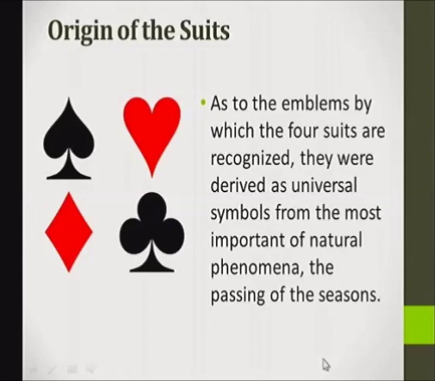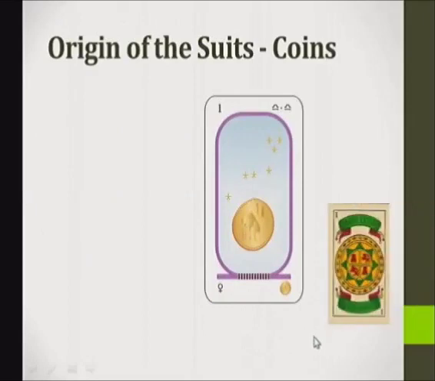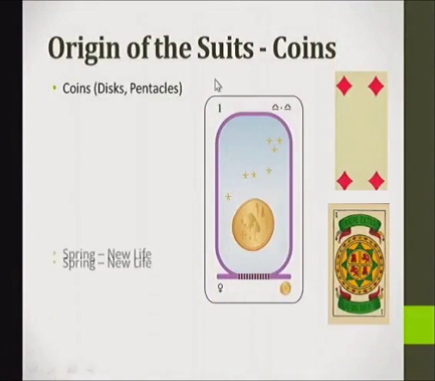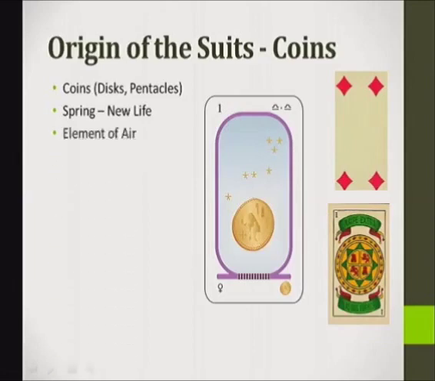So, we believe that the four suits represent the four seasons, or the four elements. This also varies between whether one studies the cards from the tradition of the Hermetic Brotherhood of Light or from the tradition of the Hermetic Brotherhood of Dawn. And it becomes very confusing if one has learned it in one tradition and then finds in another tradition the symbols are different. But coins, which became diamonds, are also known as discs or pentacles. And they represent the season of spring, new life. In the Brotherhood of Light, they represent air.